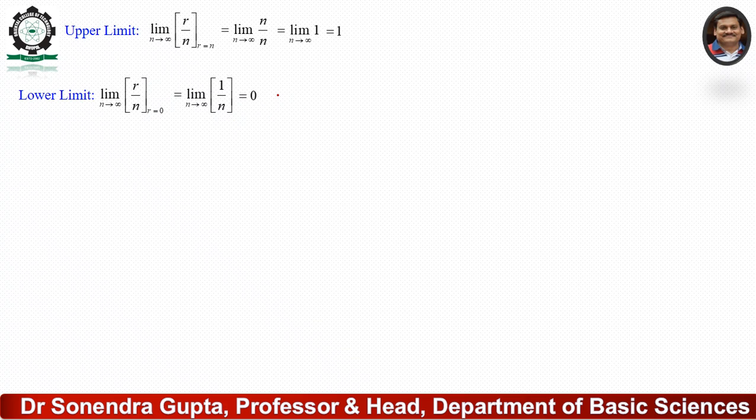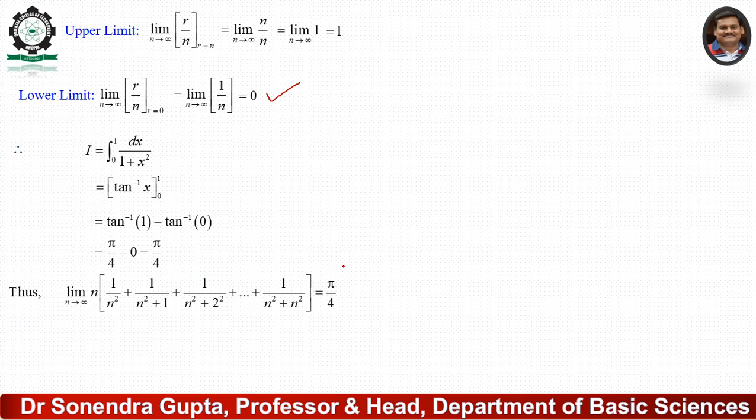In each question, we have to see that always the lower limit is 0. Therefore the integral is 0 to 1 dx upon 1 plus x square. Now the integral of 1 upon 1 plus x square gives tan inverse x. Now we put the upper and lower limits: tan inverse 1 minus tan inverse 0, which is equal to pi by 4 minus 0, that means pi by 4. The required answer is pi by 4.